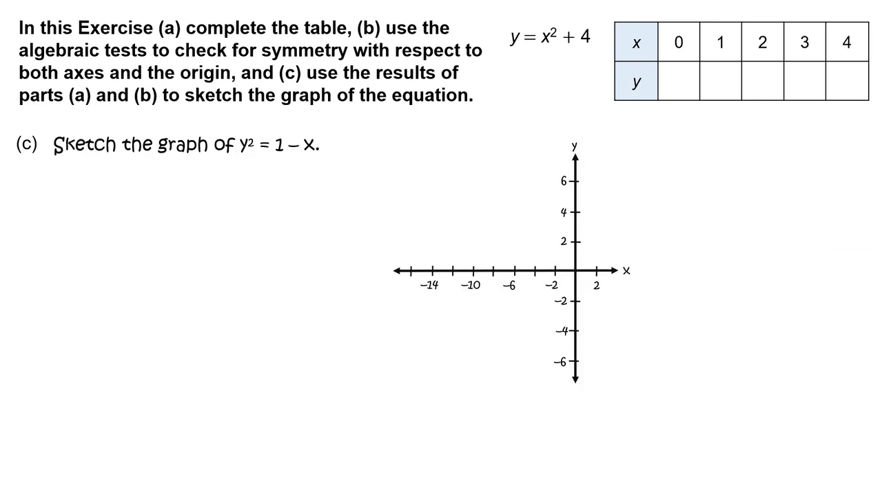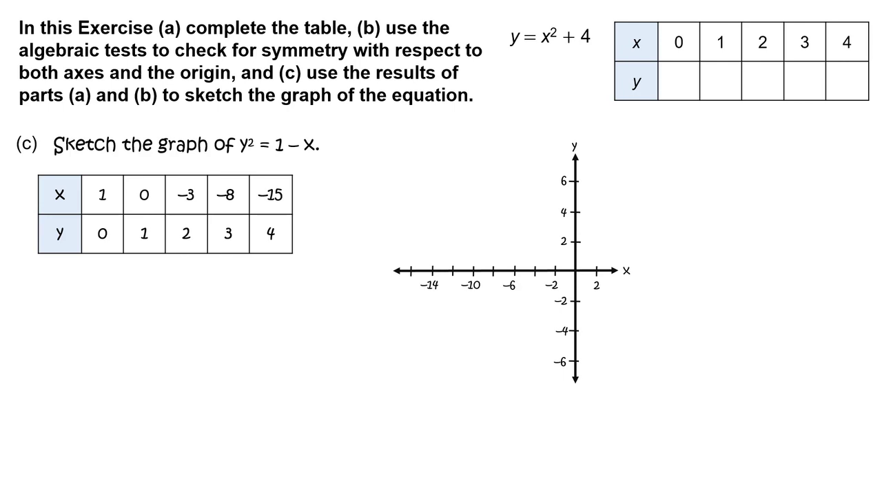Part C. Sketch the graph of y squared equals 1 minus x. Use the completed table from Part A and the fact that the graph of y squared equals 1 minus x has x-axis symmetry. First, plot the points (1, 0), (0, 1), (-3, 2), (-8, 3), and (-15, 4). Note, because the graph has x-axis symmetry, the points (0, -1), (-3, -2), (-8, -3), and (-15, -4) also lie on the graph.